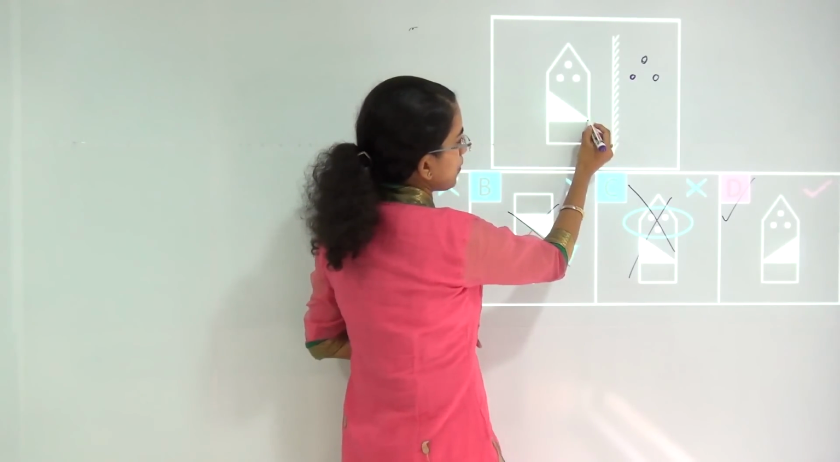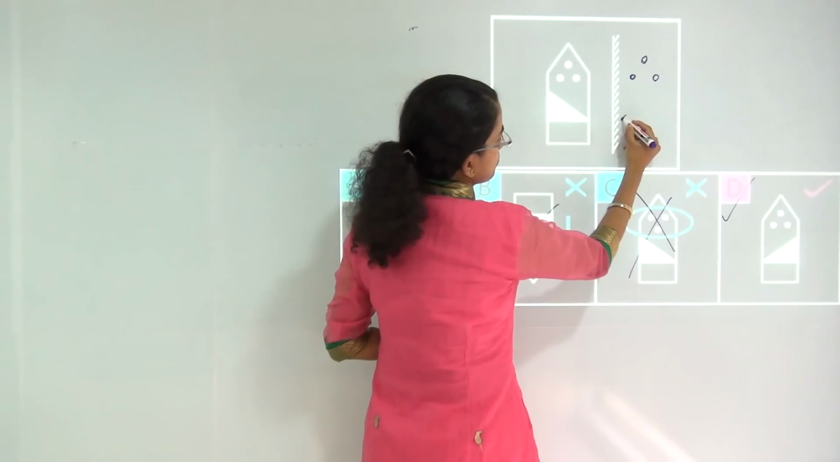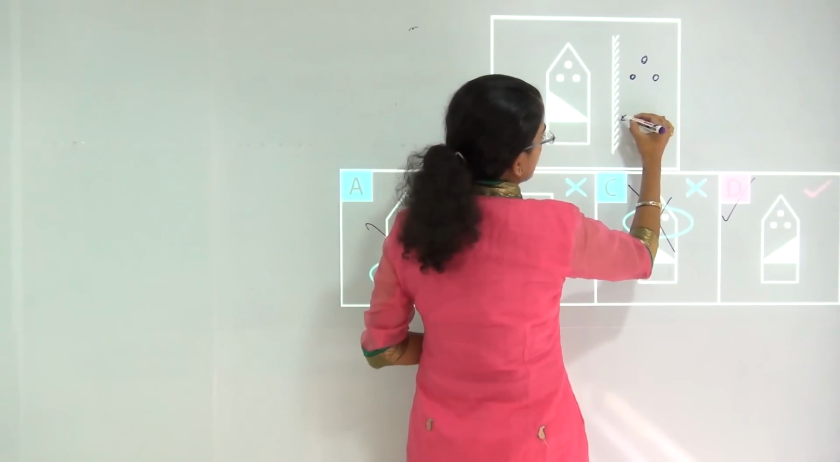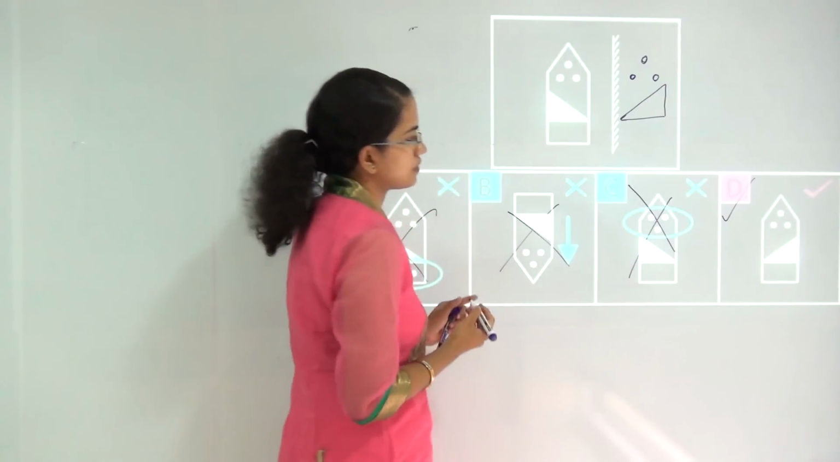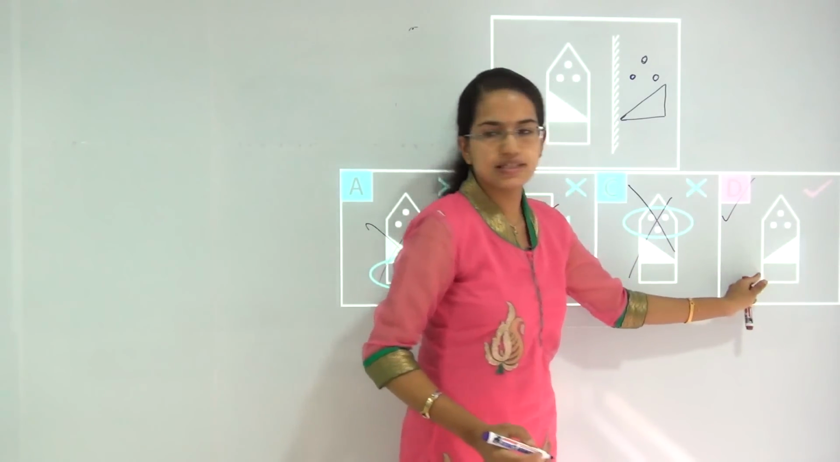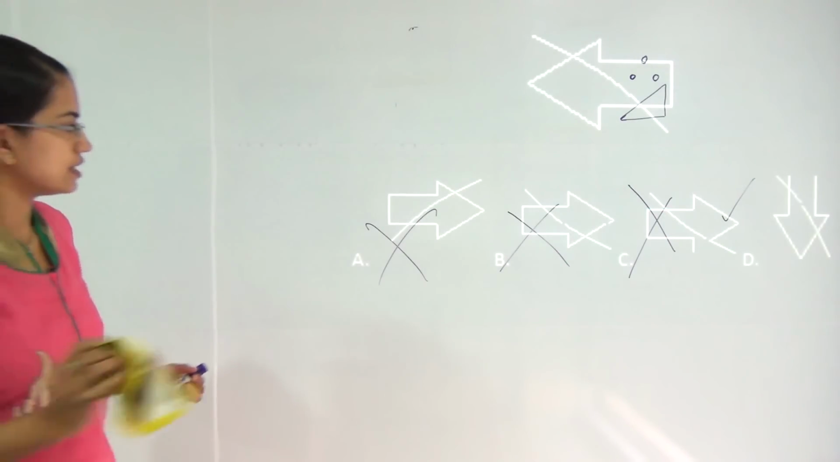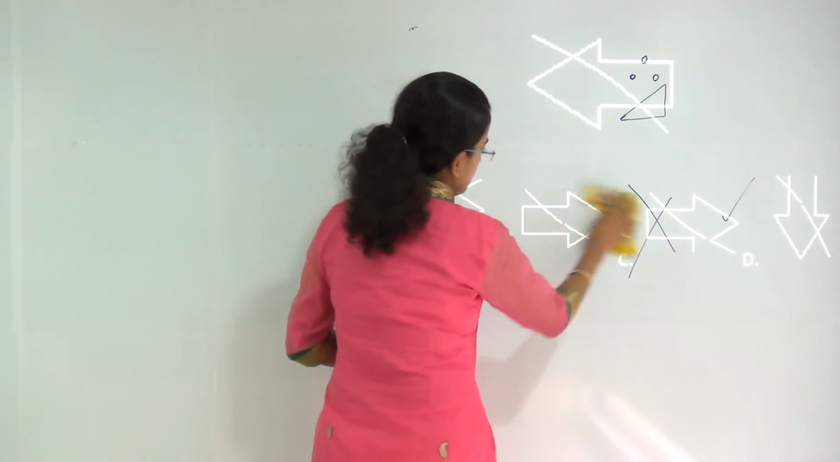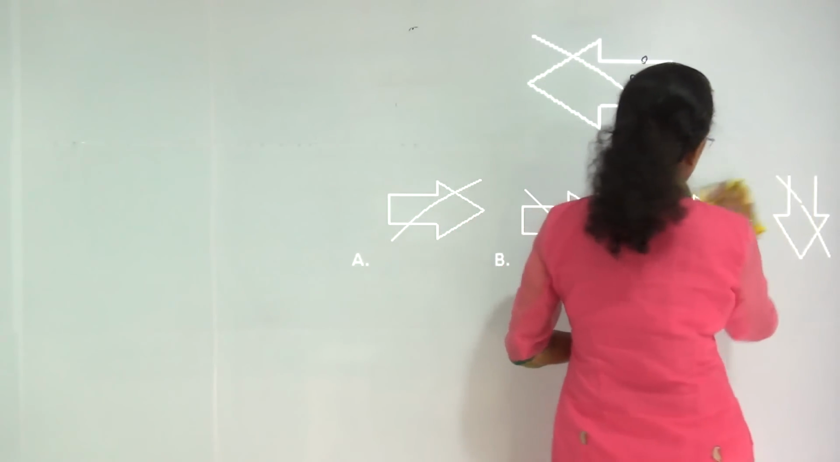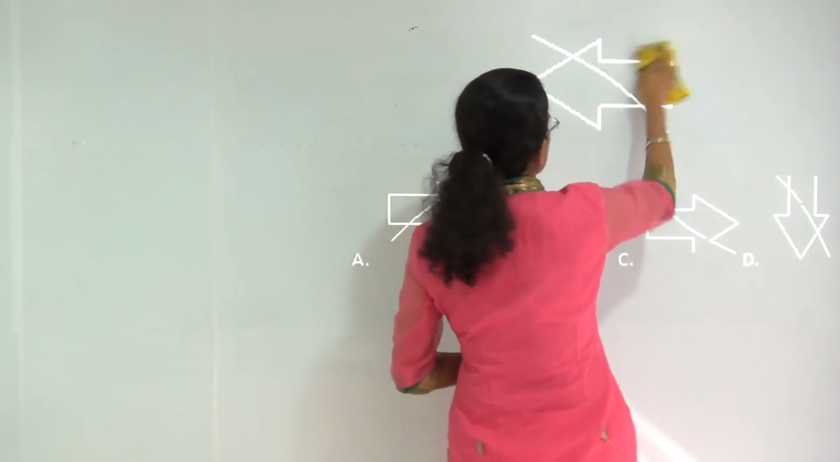So this point would remain the closest point for the start of the triangle, and this triangle would form in this fashion. So you will have this triangle in this fashion. The next example here is, you have an arrow which is crossed by a line.